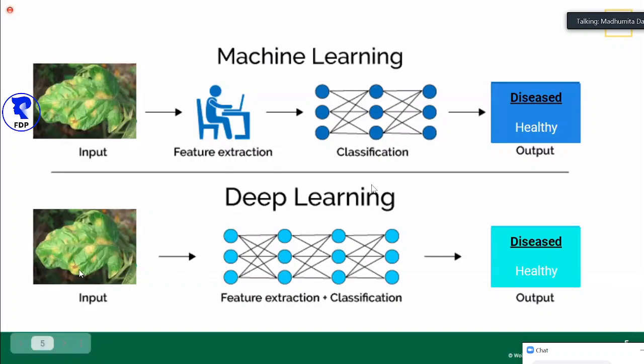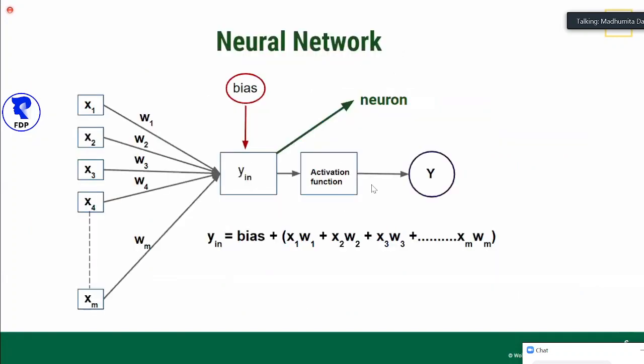Whereas for deep learning, the feature extraction happens automatically. That's the beauty of deep learning, and that's why for computer vision, mostly deep learning is being used. So, a basic fundamental of deep learning is the neural network. That's what all the deep learning algorithms are based on. They are different versions of these neural networks.